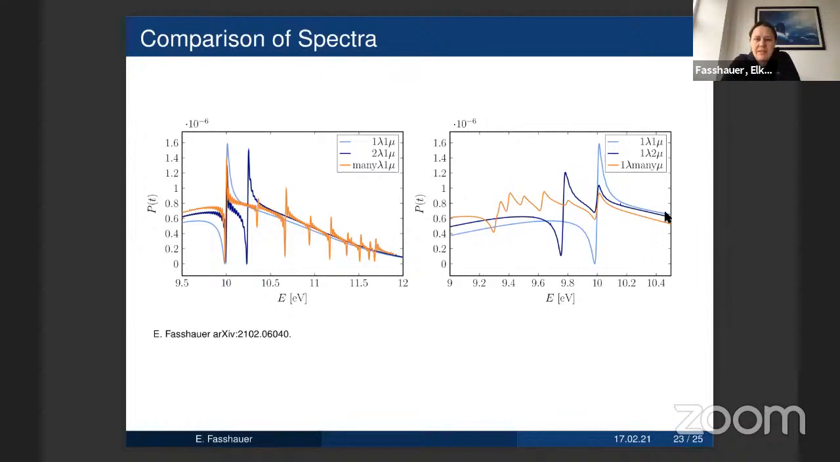And then there's another thing that is very nice that we can see here, is that these overlap integrals, they don't necessarily have to be positive. And if one of them is negative, we can basically flip the peak that you see here.